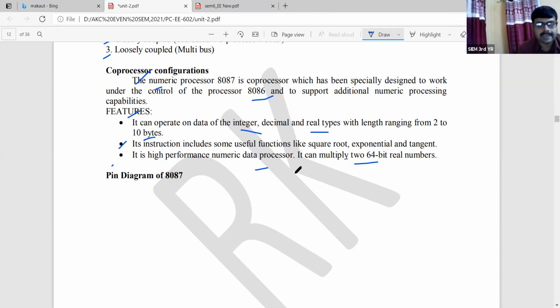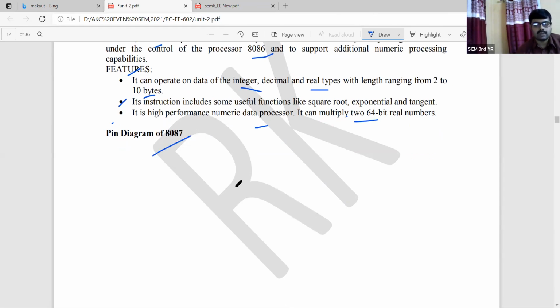The first feature, it can operate on data of the integer, decimal, and the real type with length ranging from 2 to 10 bytes. Second one, its instruction includes some useful functions like square root, exponential, and the tangent. And the last one, that is its high performance numeric data processor. It can multiply 264 with real numbers. That is the 3 individual points already we have noted down.